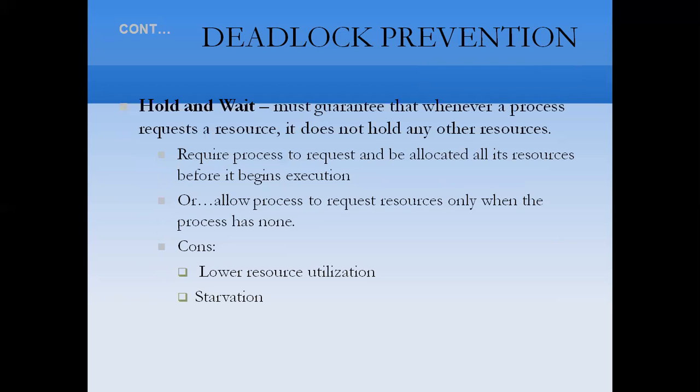Second condition is hold and wait. To ensure that the hold and wait condition never occurs in the system, we must guarantee that whenever a process requests a resource, it does not hold any other resource. One protocol that can be used requires each process to request and be allocated all its resources before it begins execution. An alternative protocol allows a process to request resources only when it has none. A process may request some resources and use them before it can request additional resources. However, it must release all the resources that it is currently allocated.